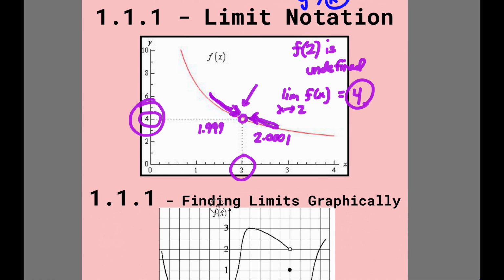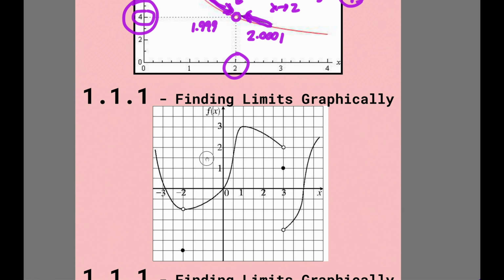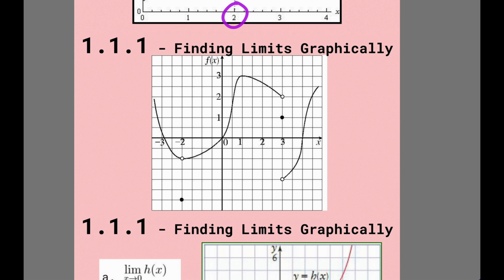Graphs come in different flavors, so you could have a graph that looks something like this. And what we're going to do in this case is try to find some of these limits. So f of x is defined as that graph. Let's say that we're trying to figure out the limit as x approaches 0 of f of x. That means x is getting closer to 0 on both sides, so that means it's approaching 0 here, and it's approaching 0 here, because x equals 0 is right there.